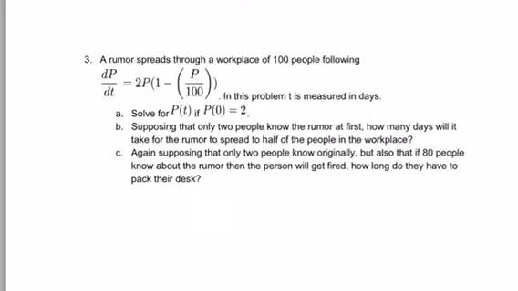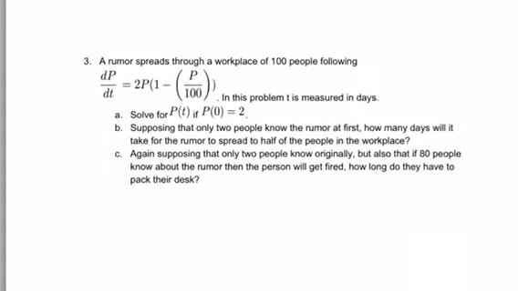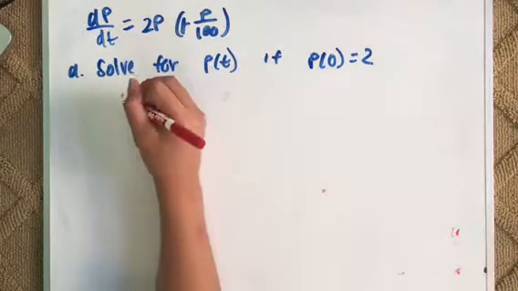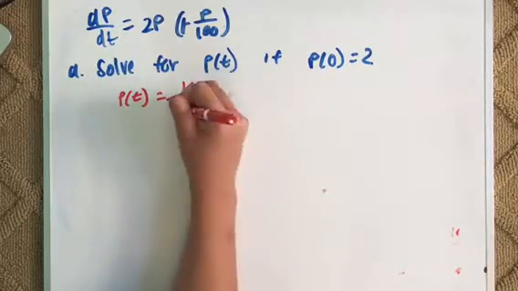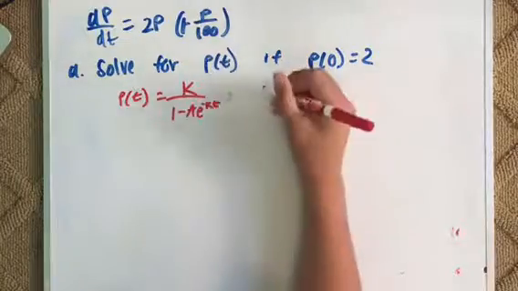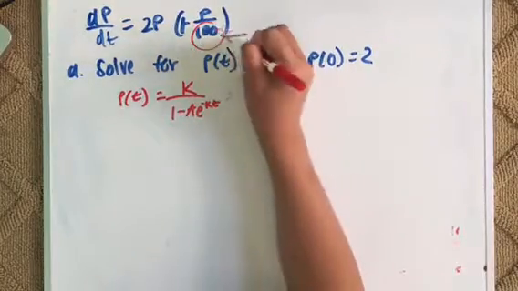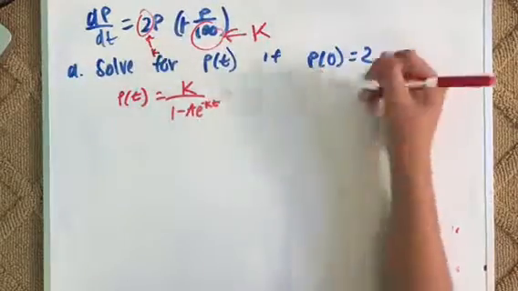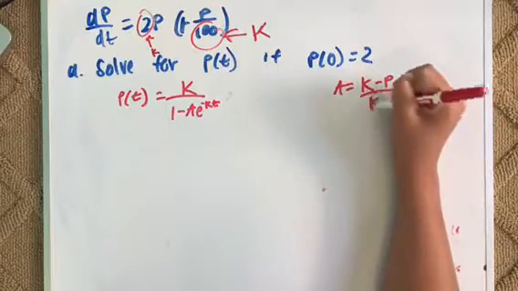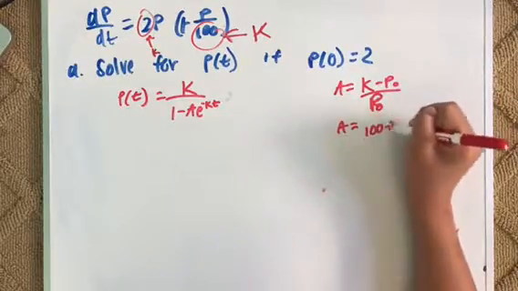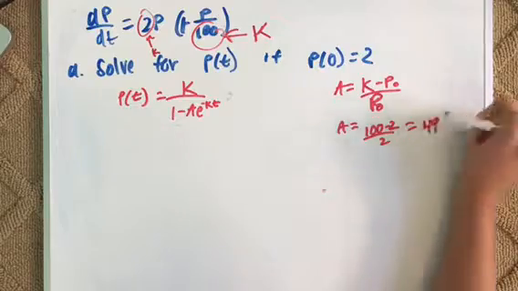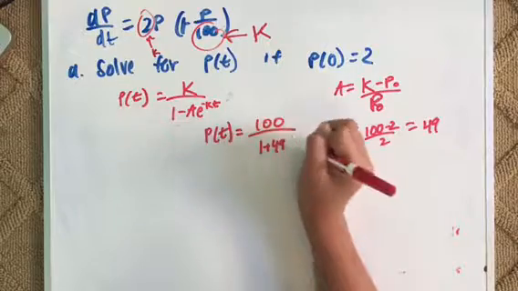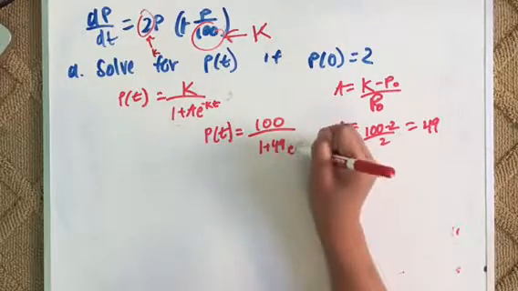For number 3, we have dp/dt equals 2p times 1 minus p over 100. So for part A, solve for p of t if p of 0 equals 2. So we have our formula p of t equals big K over 1 plus a times e to the power of negative kt. That should be a plus, not a minus. And then we know that our 100 is our big K and our 2 is our little k. So we have our a formula, which is 100 minus 2 over 2, which is equal to 49. Then we have p of t equals 100 over 1 plus 49 times e to the power of negative 2t.